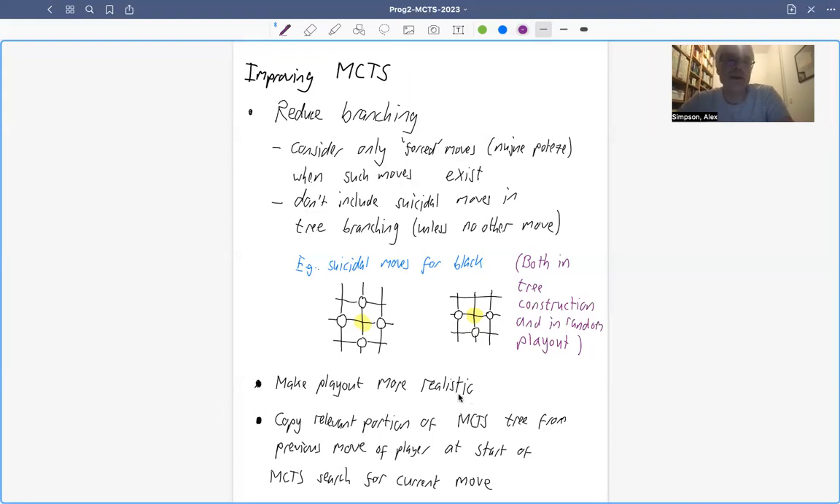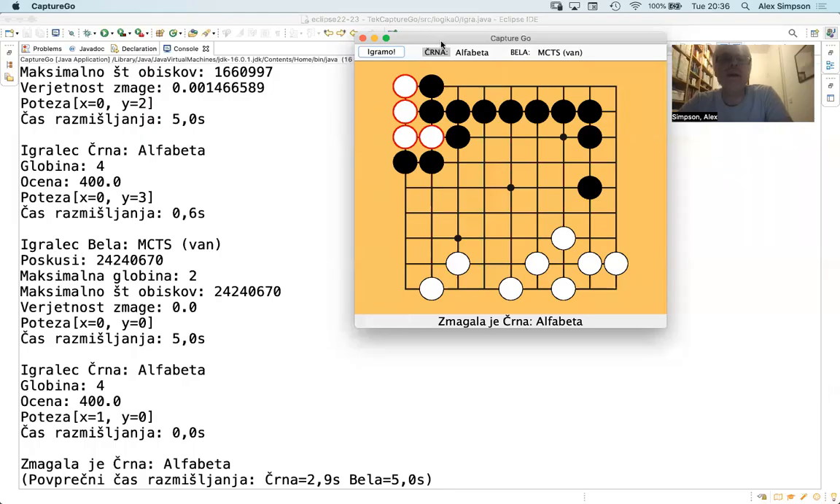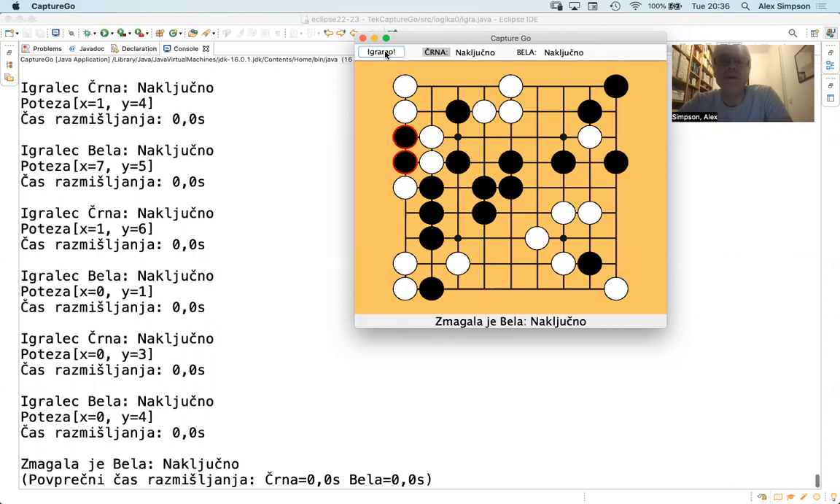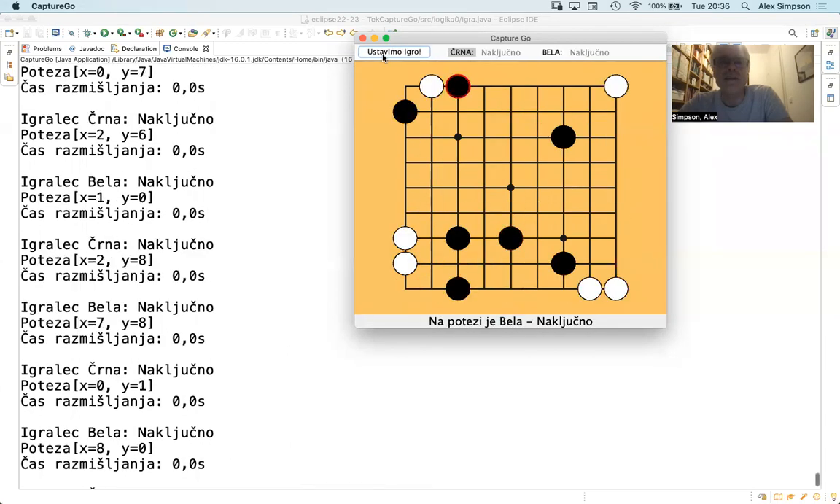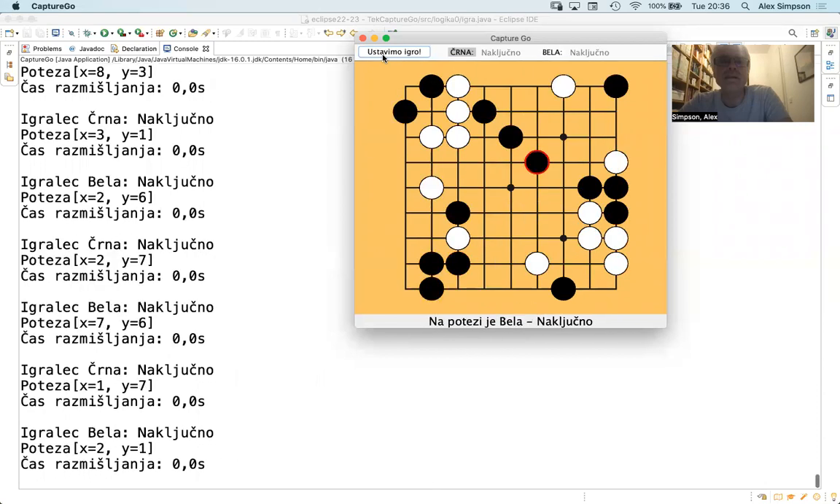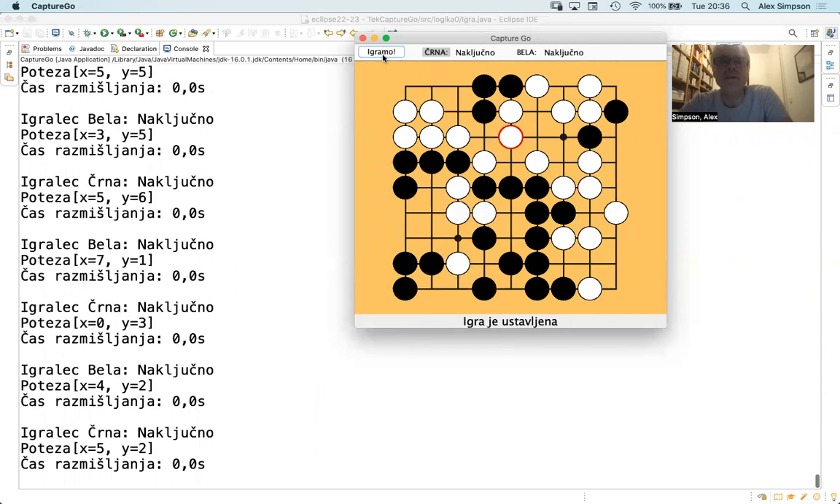Another thing one can do is make the playout more realistic. So if you're playing random moves, then if we go back to the game, I've got a random player here. If I play it against itself, then we can see what a random playout looks like. The random playout is, obviously, just playing random moves. As you can see, it's basically just scattered all over the place. So they're just very scattered, no patterns at all.